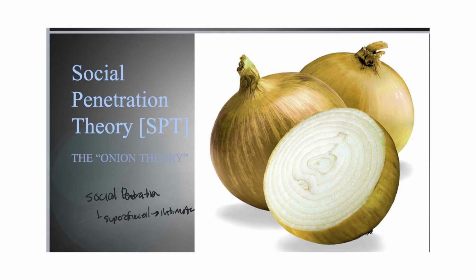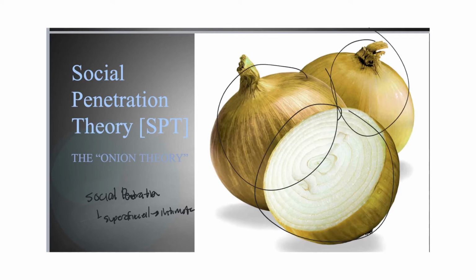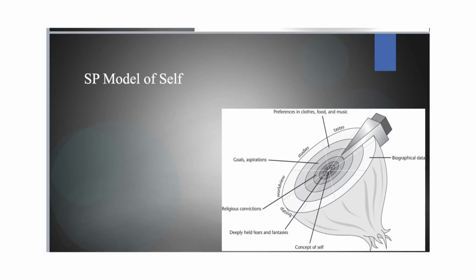Okay, so when we're talking about social penetration, we're talking about the movement from superficial communication to more intimate communication. Now you might be wondering, why is this called the onion theory? Because you see like some onions up in here, right? So we're going to talk about that in the next slide, but yes, there is a relationship to onions here. So here's our little onion diagram. Social penetration theory suggests that there's an onion metaphor that represents aspects of a person's personality, which are comprised of 3 dimensions.